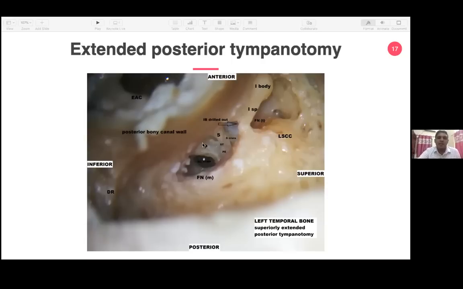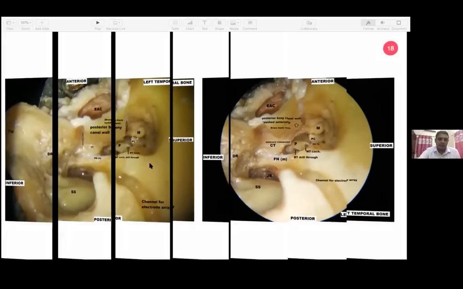It can be extended even anteriorly. Anterolaterally there is the chorda tympani. We can sacrifice it. We can also sacrifice the posterior canal wall, thereby extending anteriorly. But you should not think of any extension of the posterior tympanotomy posteriorly. Posteriorly and medially we have nothing but the facial nerve. We cannot sacrifice the facial nerve just for the sake of opening up the middle ear. So how to extend anteriorly?